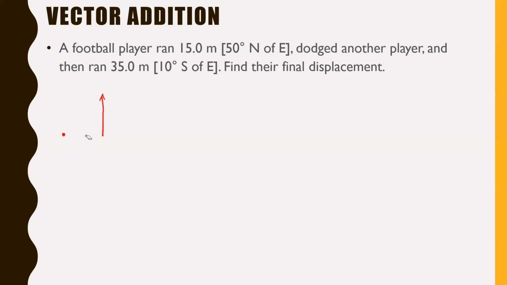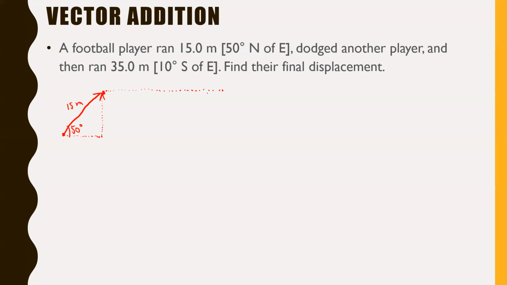Oftentimes, by the way, you draw this with a dotted line. On second thought, that's exactly what I'm going to do, just so I don't mess up my picture even more. Draw a dotted line. There we go. We'll say that's about 50 degrees north of east, and we'll say that's our 15 meters. Then they dodge a player right there, and then they ran 35 meters, so more than twice this distance, at 10 degrees south of east. So once again, I'm going to draw east first. I'm going to go quite a far ways with this because he's going pretty far here.